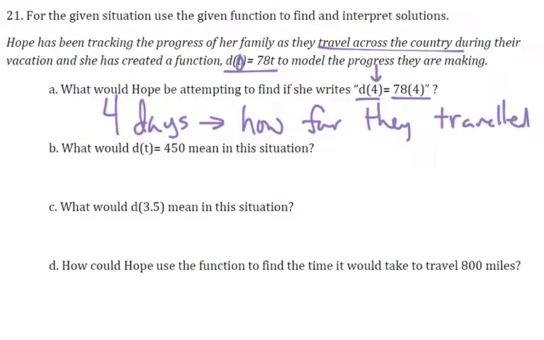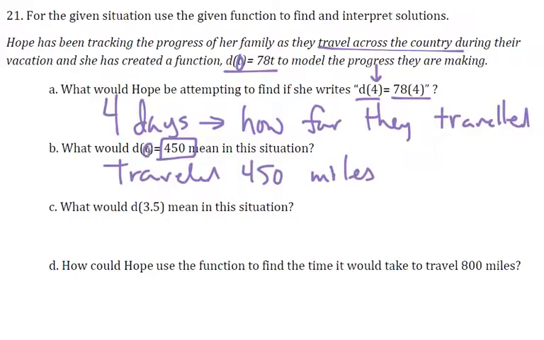Okay, B, what would d of t equals 450 mean in this situation? Well, depending on what they're meaning, probably miles, they've traveled 450 miles. At that point, whatever the input would be would tell us how long. So what would d of 3.5 mean? Well, we'd be looking at how far in 3.5 days.